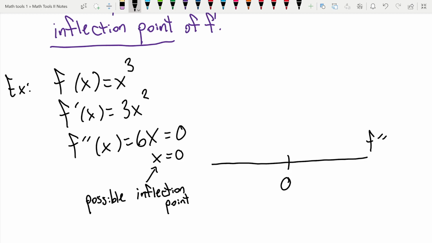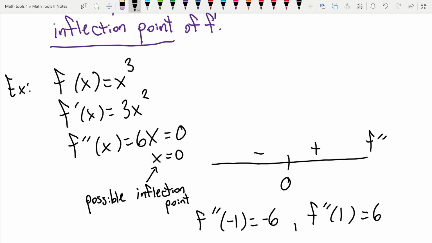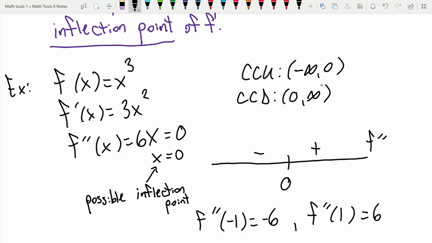Okay, so x is 0. For 6x, if we put in -1, we're going to get a negative number, right? So f double prime of -1 should be -6. Then we test f double prime of a positive number, something over here, like 1, and we get 6, right? So it changes from negative to positive, so we would say it's concave up from -infinity to 0, and concave down from 0 to infinity.